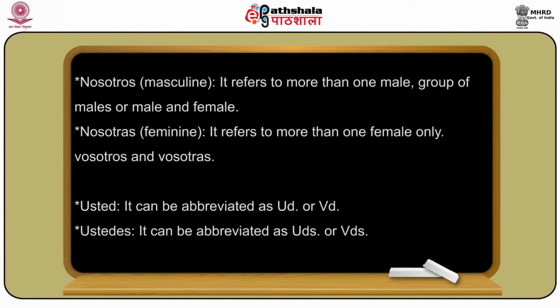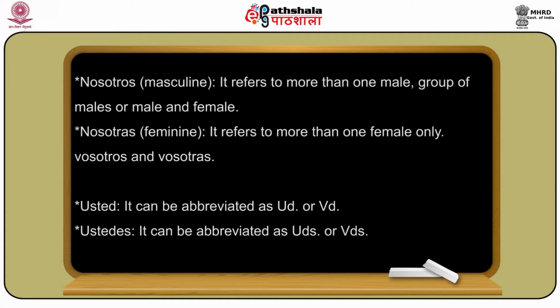Now remember, when we say nosotros, it refers to more than one male, or it refers to a group of males and females. Now if we say nosotras, then it refers to only females. So the same rule applies to vosotros and vosotras. Vosotros is for males and for when they are male and female, and vosotras is only for females.